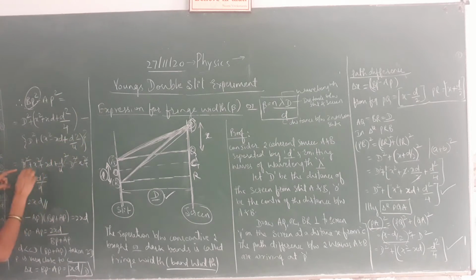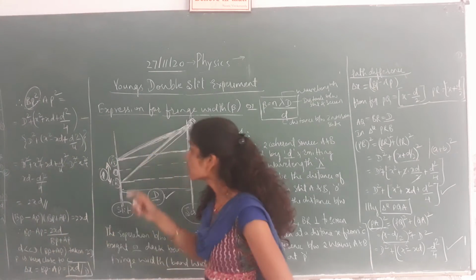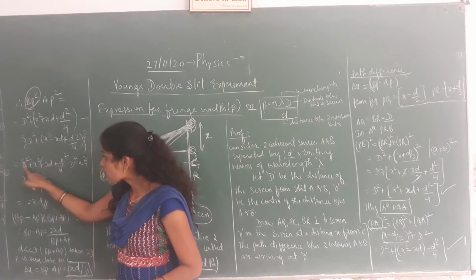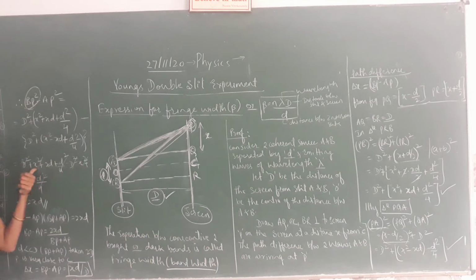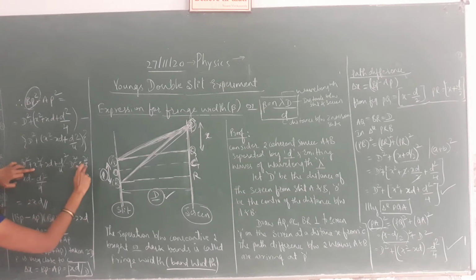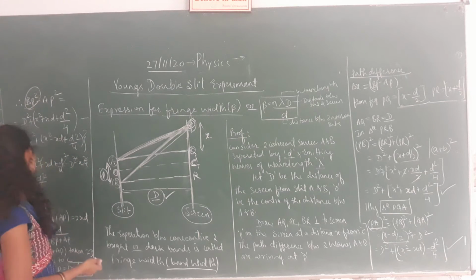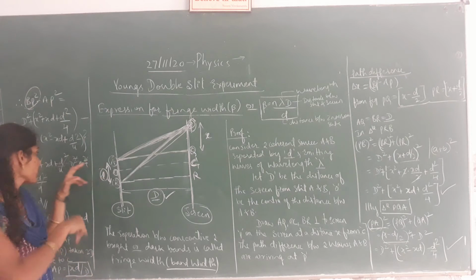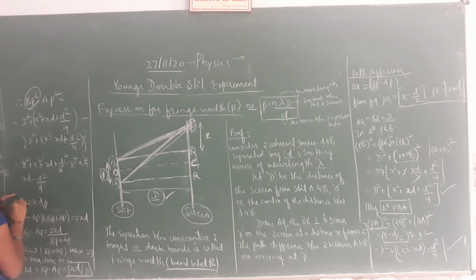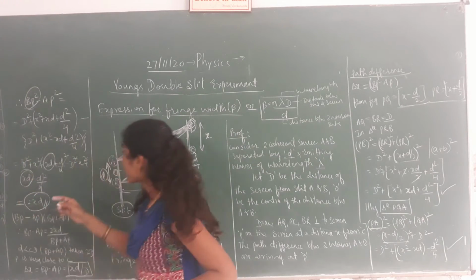So after simplification, d square and x square, the terms having opposite signs, get cancelled with each other. D square plus x square plus d square by 4, here it is plus and this one has minus sign, so both get cancelled. Same thing, d square minus d square get cancelled. After simplification we are getting 2xd, because here one xd and another xd, so xd plus xd we are getting 2xd.